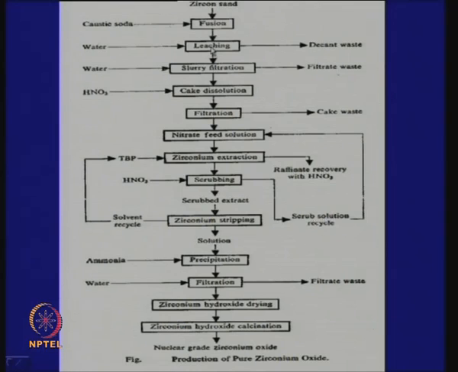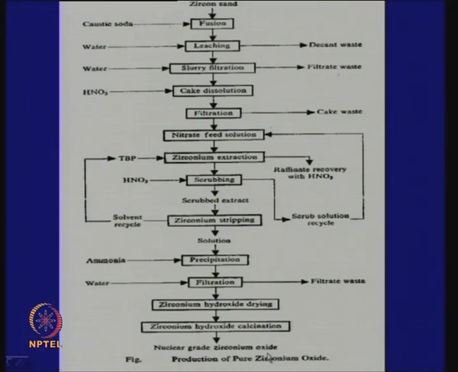and then of course, we decant waste, there will be slurry filtration, there will be a cake which is basically a zirconium hydroxide that will go through some other steps like tributyl phosphate solvent extraction method, some scrubbing, finally zirconium stripping solution, then ammonia will finally precipitate zirconium hydroxide which will be dried to get zirconium hydroxide that will be calcined to produce pure grade zirconium oxide.